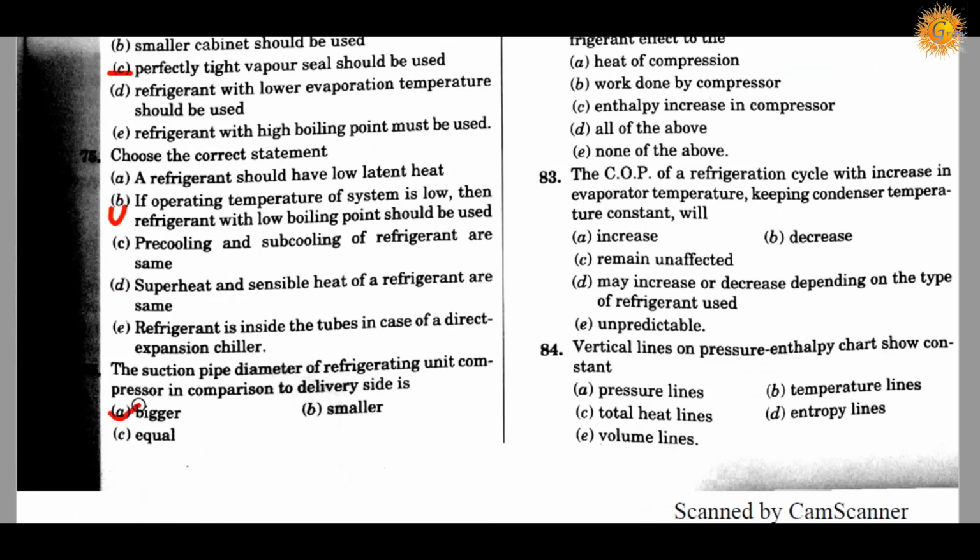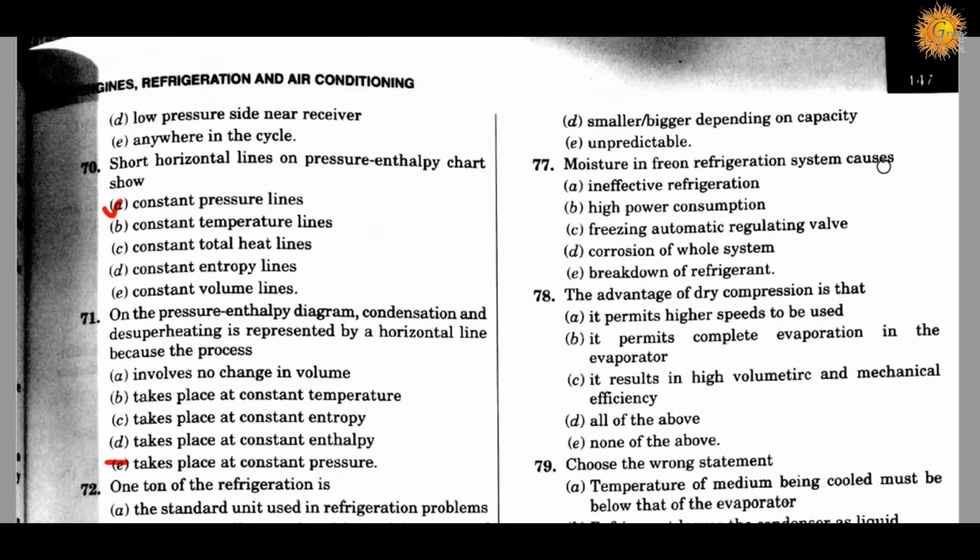Question 77. Moisture in a freon refrigeration system causes: option A is ineffective refrigeration, option B high power consumption, option C freezing of automatic regulating valve, option D corrosion of whole system, option E breakdown of refrigerant. So the correct answer is the freezing of the automatic regulating valve.